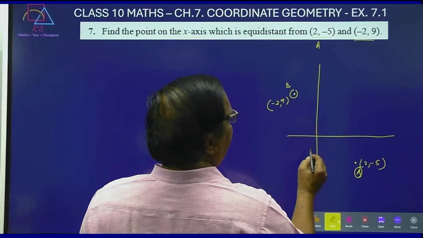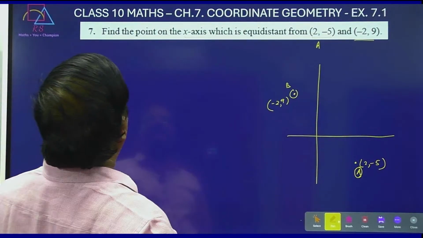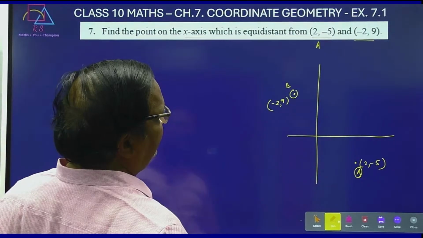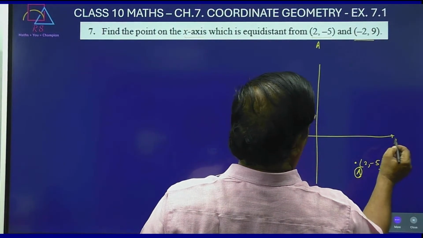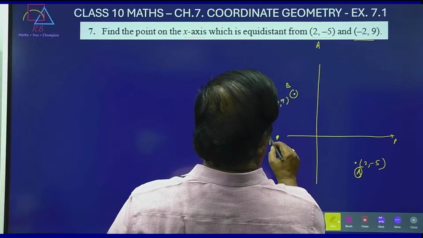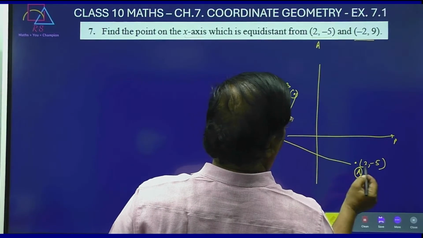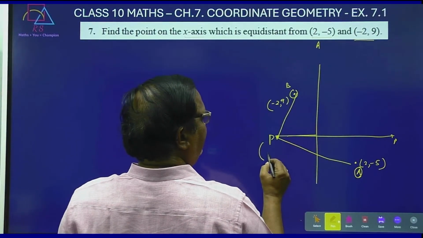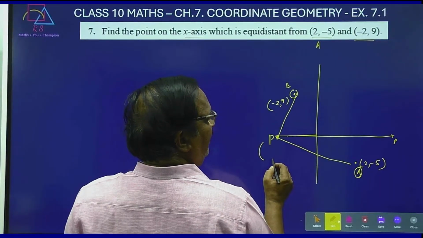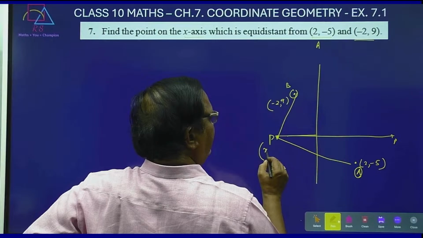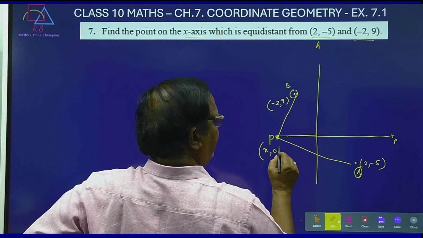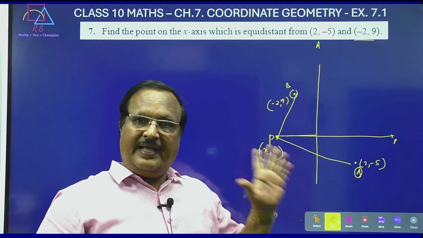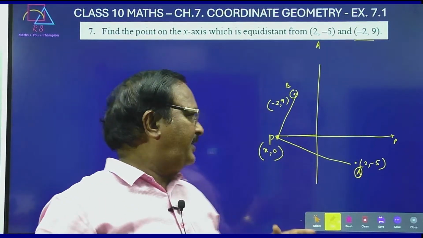Now for these two points, find a point on the x-axis that is equidistant from both. Let us say P is here somewhere. PB is equal to PA, and P should be on the x-axis. On the x-axis, y is always 0 and x will be something, x and 0. You should be able to write this. On the x-axis, y is 0, x will be something.